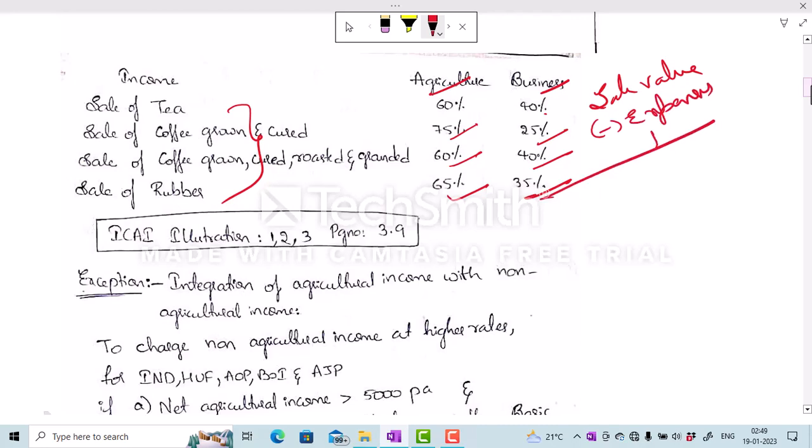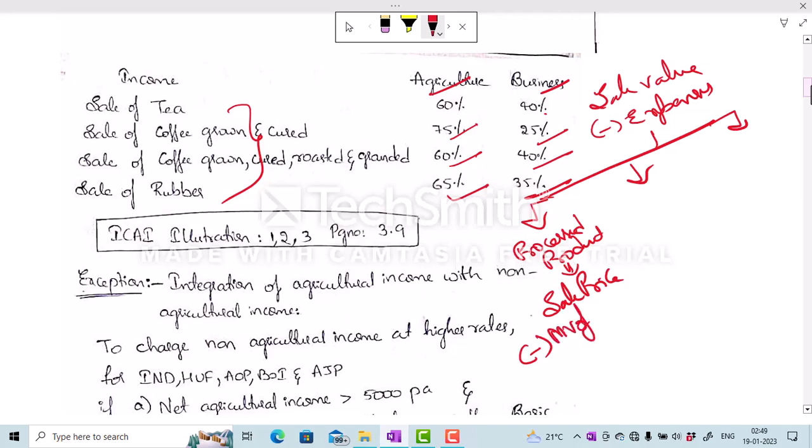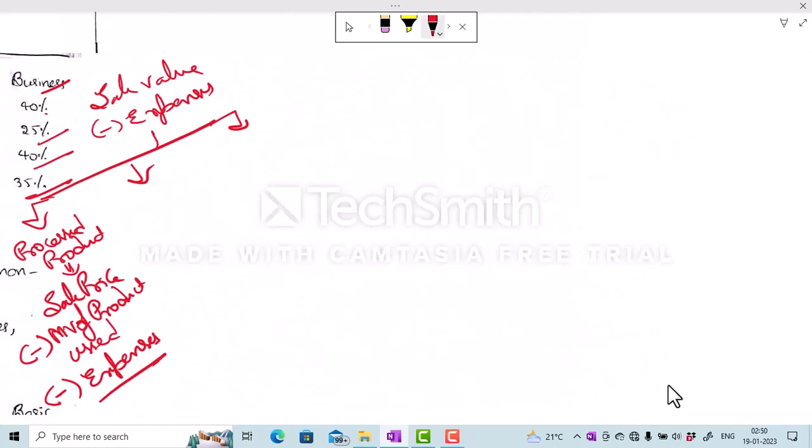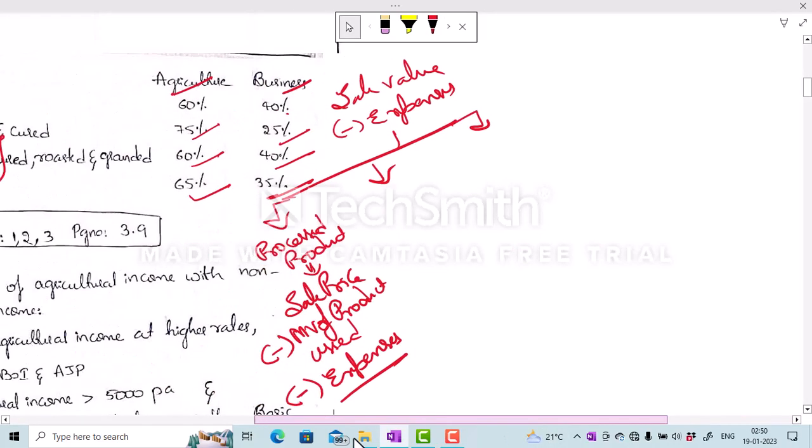There will be three things we need to calculate. One is the processed product: its sale price minus market value of the products used here, and less expenses for processing. This is taxed as a business income.